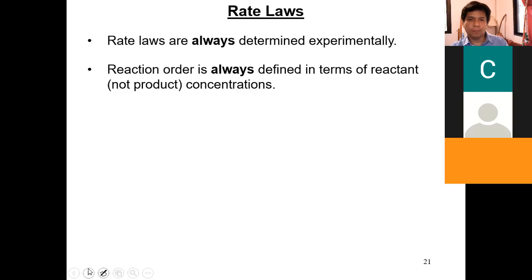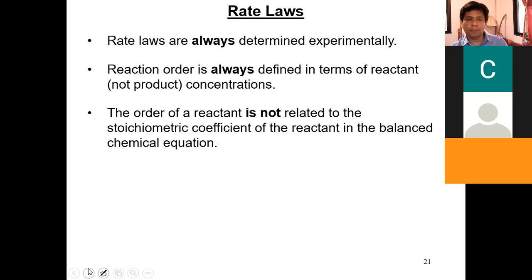Reaction order is always defined in terms of reactant, not product concentrations. So, sinabi ko na sa inyo yung kanina. Palaging reactant, hindi product. Diba? A is a reactant, B is a reactant. Sa general reaction natin na aA plus bB gives you cC plus dD, yung rate of reaction, as you can see, is equal to k times concentration of A times concentration of B, to the x and to the y, respectively.